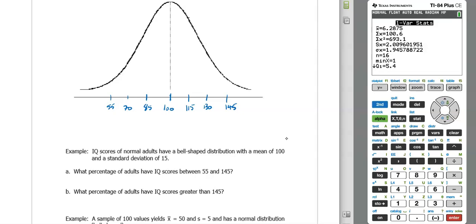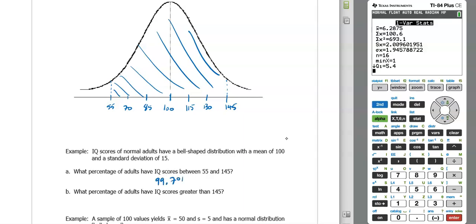And now we can answer some of these questions, like what percentage of adults have IQ scores between 55 and 145? And we've got those values actually listed here. 55 is 3 standard deviations less than the mean, and 145 is 3 standard deviations more. So the question is, how much of the data is in between those two values? The empirical rule says that there should be 99.7% of the data within 3 standard deviations of the mean.